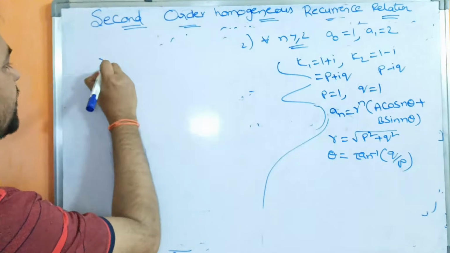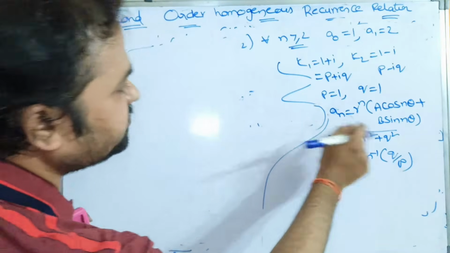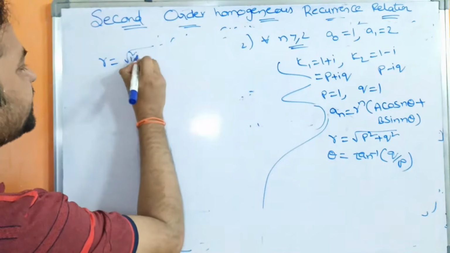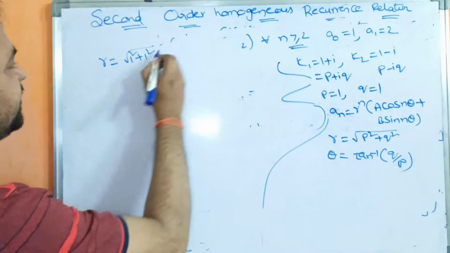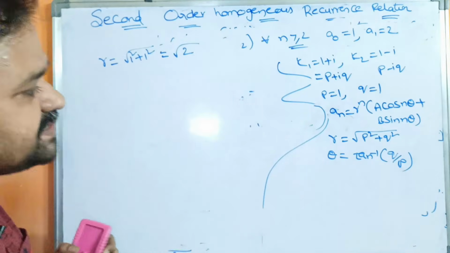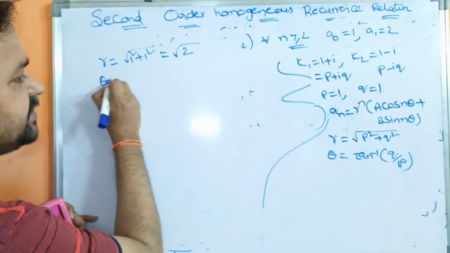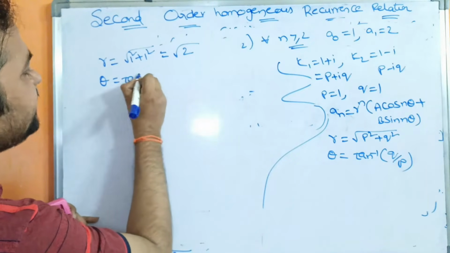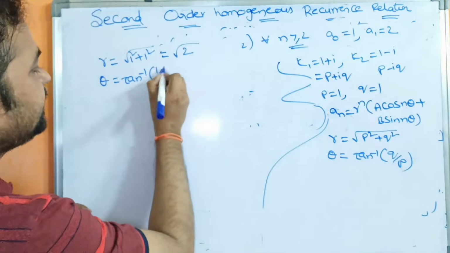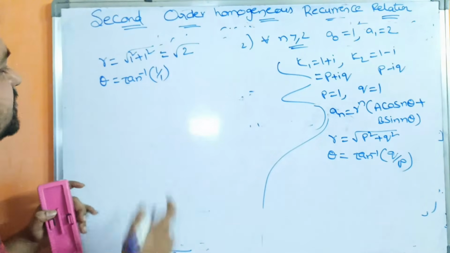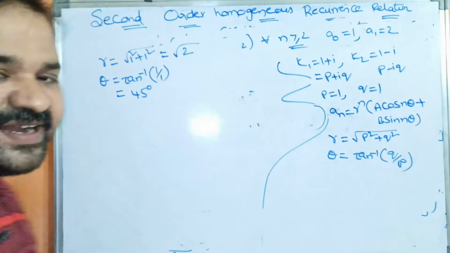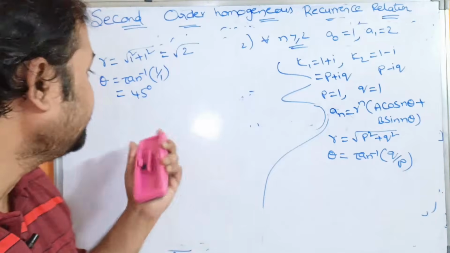First let us find out r. r is equal to the square root of p square plus q square. The p value is 1, the q value is 1. Square root of 1 square plus 1 square, which is 1 plus 1 means 2. So r is equal to root 2. Next, theta is equal to tan inverse of q by p. Q value is 1, p value is 1. Tan inverse of 1 by 1 means tan inverse of 1, which is 45 degrees, since tan 45 degrees is 1.